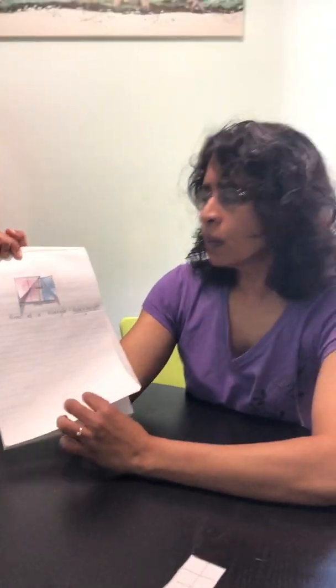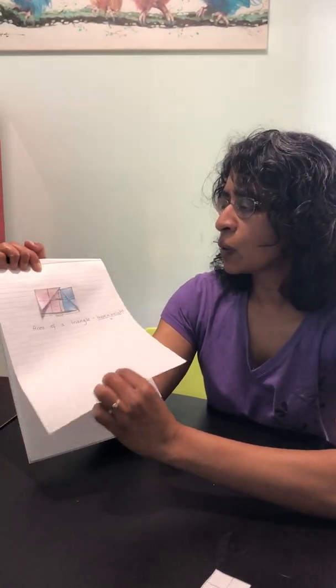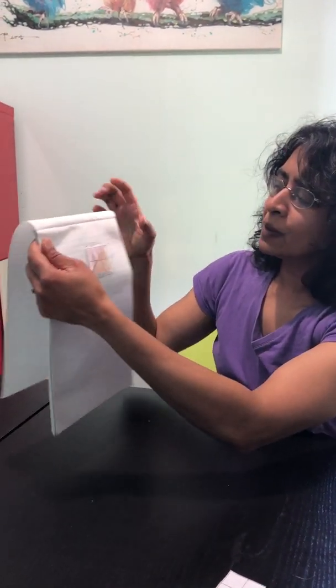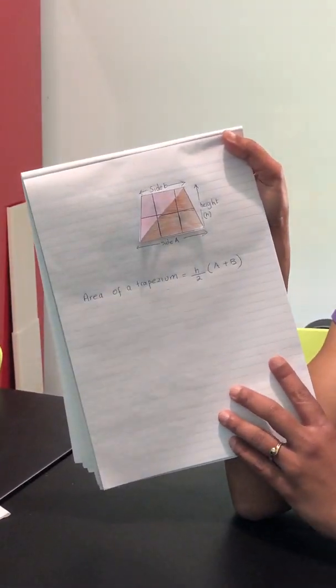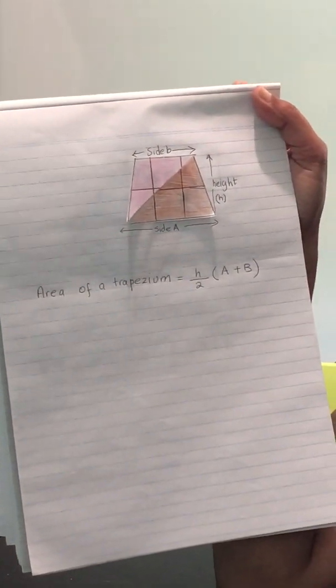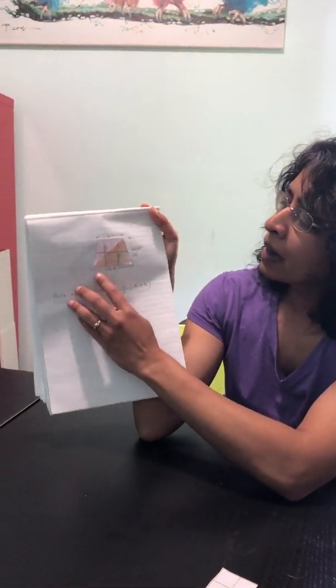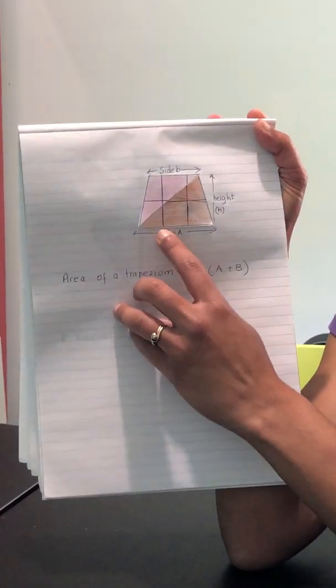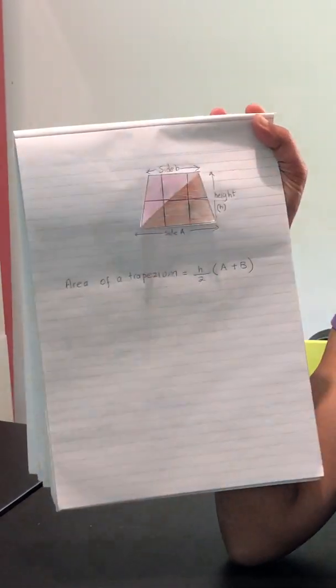Okay, let's move to another four-sided shape that you will be learning. This shape is called a trapezium. What do we know about trapeziums? Trapeziums have only one pair of parallel sides. So we name the parallel sides, side A and side B.